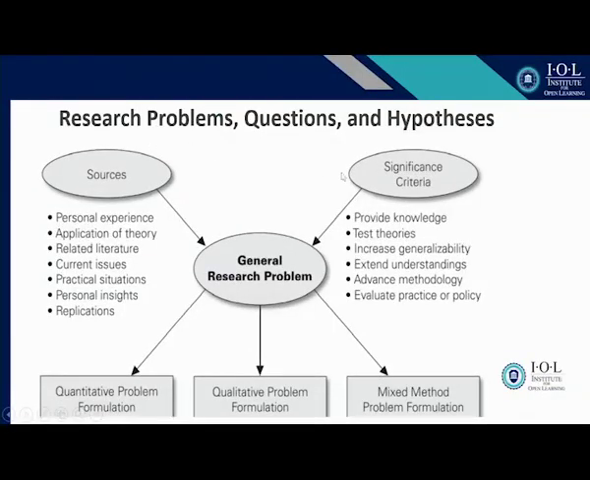So research problem, question, and the hypothesis. The source of general research problems: you must have the source of that, and you have some significant criteria, and you must have a research question or problem, like quantitative problem formulation, qualitative problem formulation, or mixed. You choose either quantitative or qualitative, and you must choose how to formulate the problem. The sources are personal experience, application theory, related literature, current issues, practical situation, personal insight, replication, and so forth.